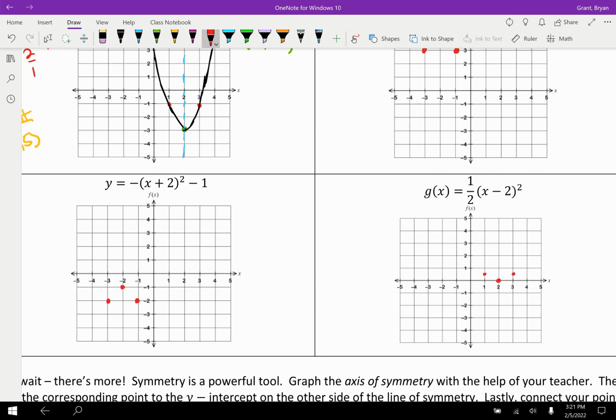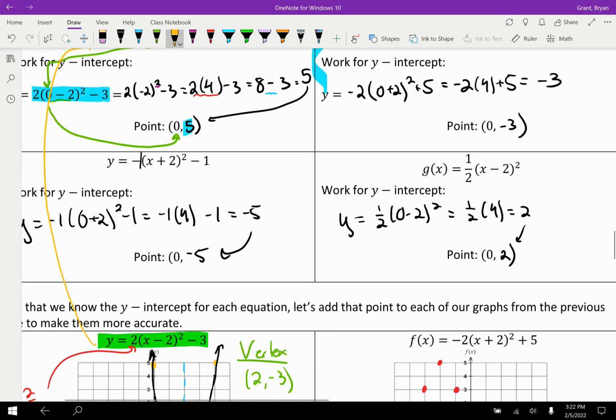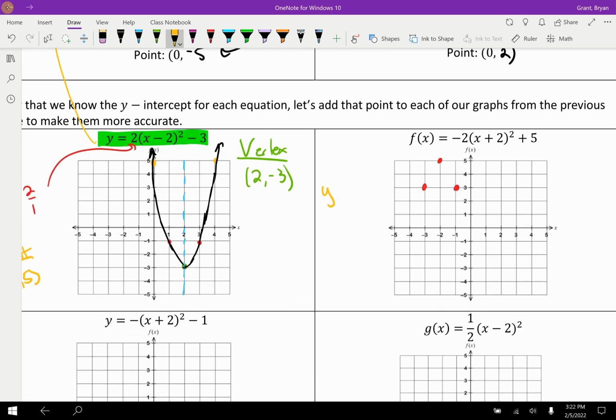Now let's improve the accuracy with these using the y-intercept. This one on the upper right has a y-intercept of (0, negative 3). That might be further down than you might be expecting. So (0, negative 3) is down here. Notice that's not down 2 over 1 with the slope. The mirror image through that axis of symmetry, 1, 2, 1, 2, is (negative 4, negative 3). Now we get a fairly accurate parabola.